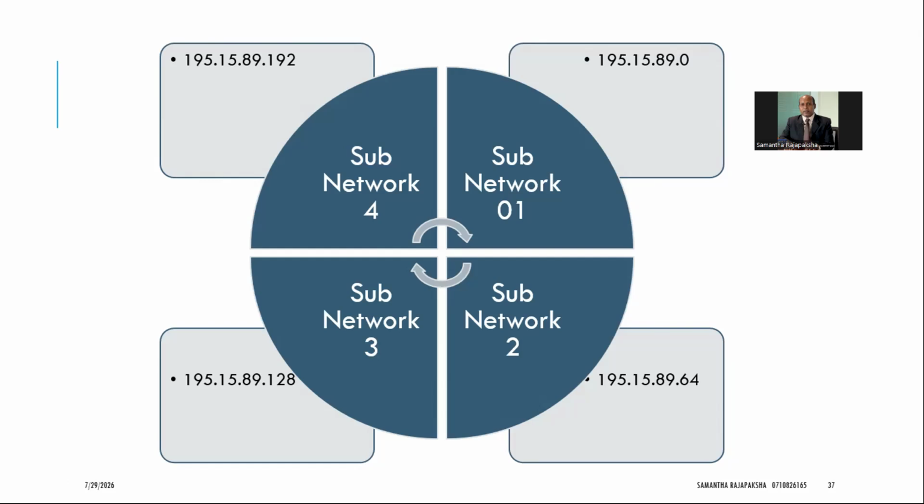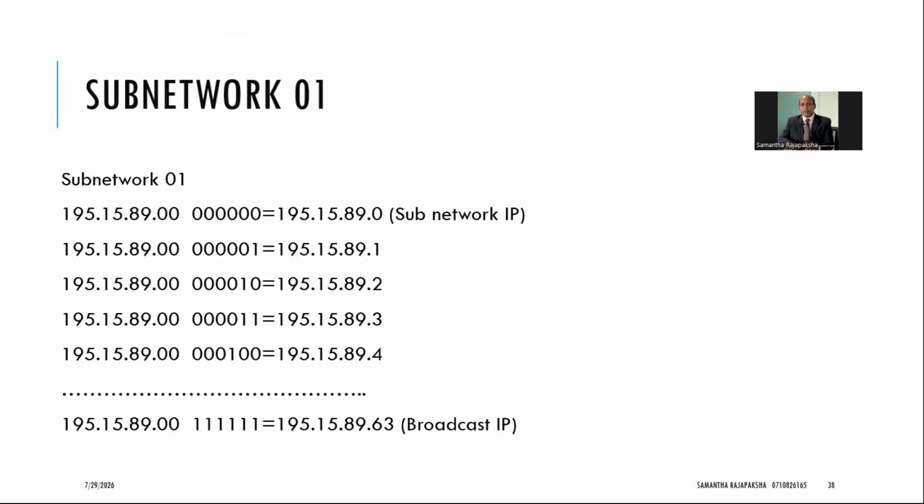You can see each subnetwork has its IPs. The starting value is the subnet ID. The last one is the broadcast IP for the given subnetwork. So for subnetwork 1, we have the IPs from 0 to 63, so there will be 64 IPs. The first one is the subnet IP. The last one is the broadcast IP for the given subnetwork. These are subnetwork 1.